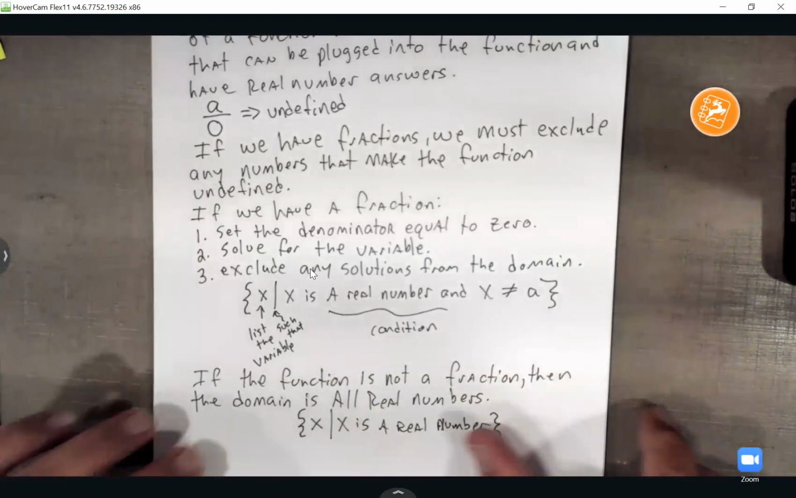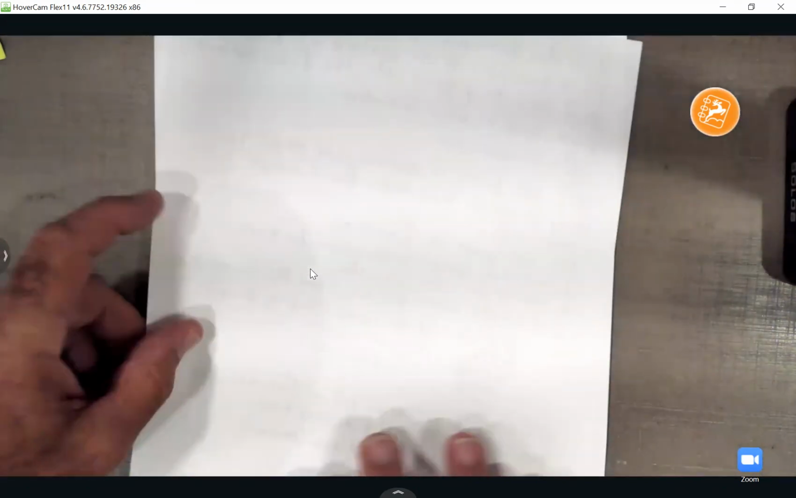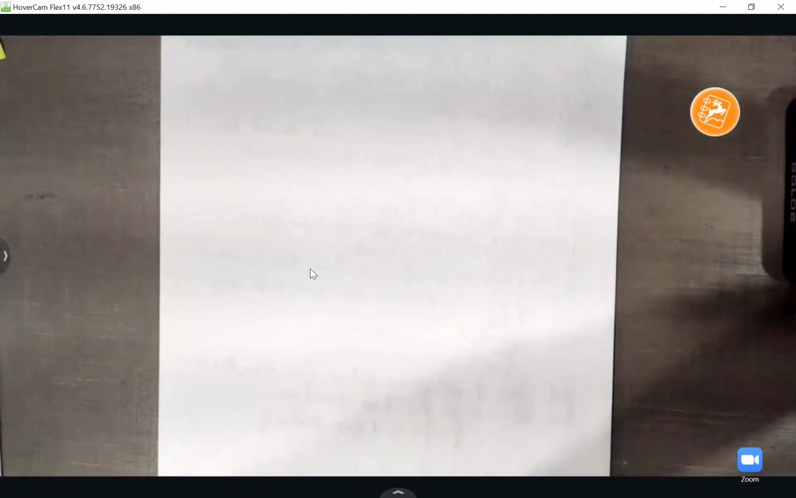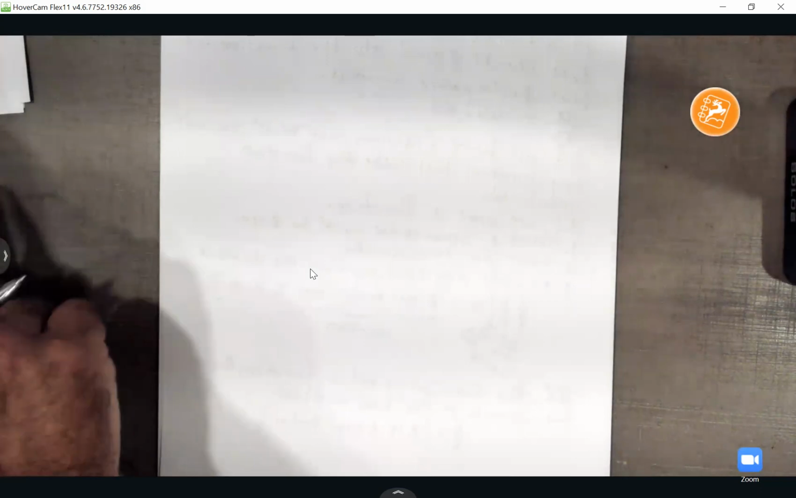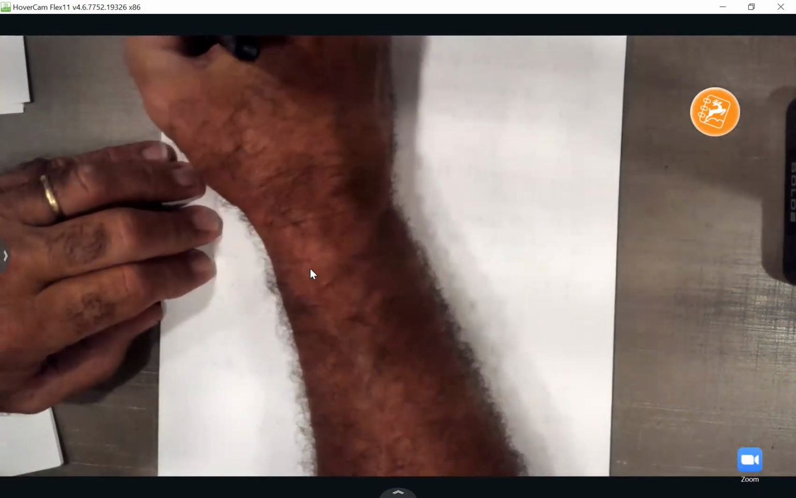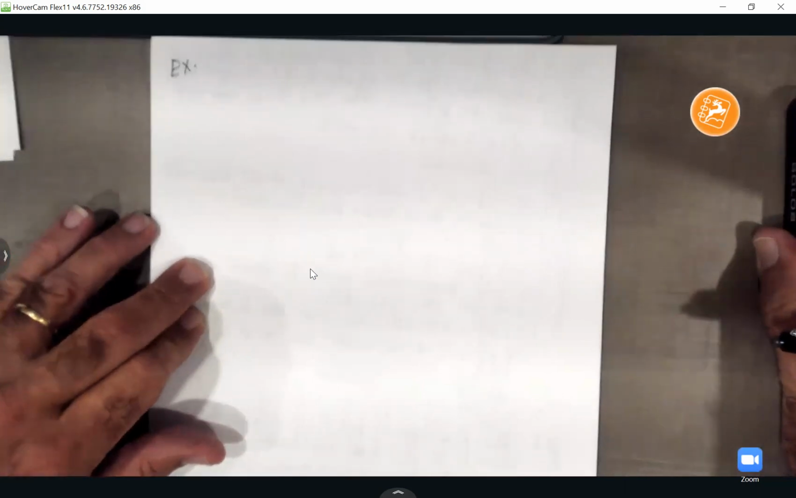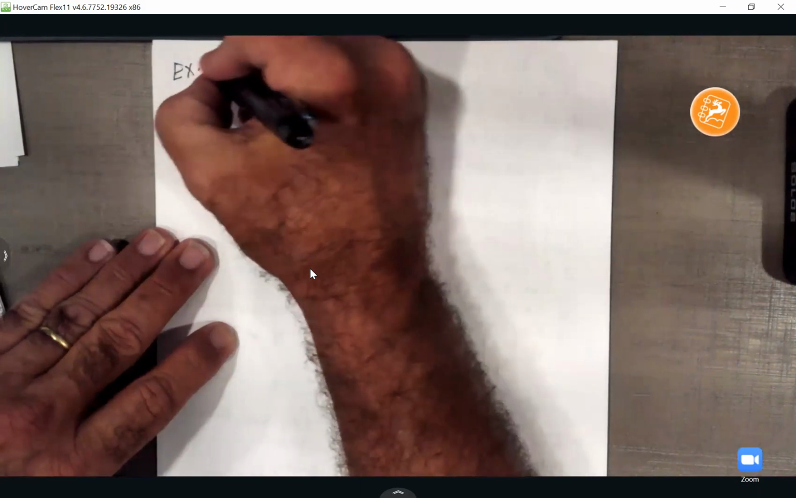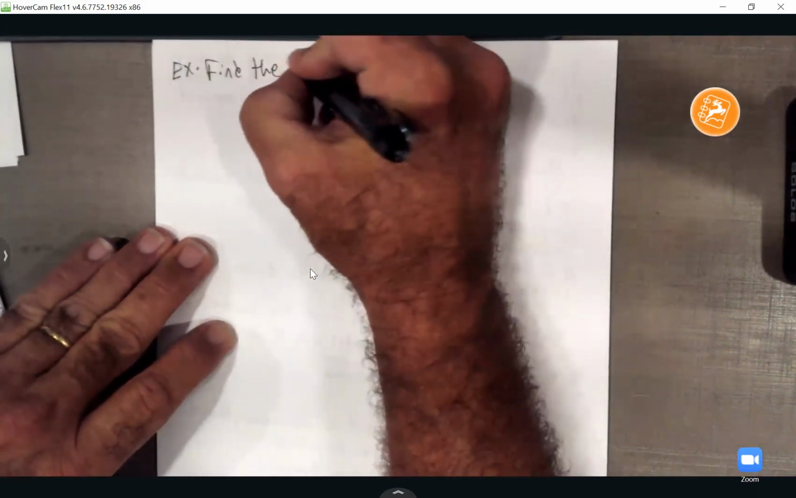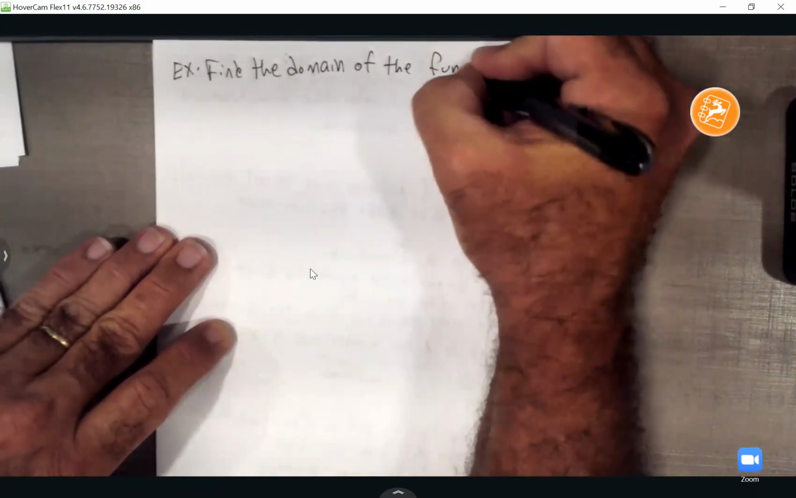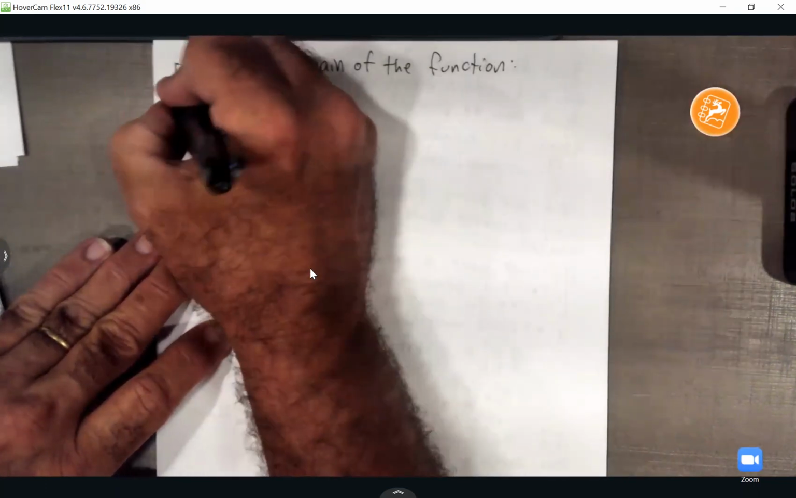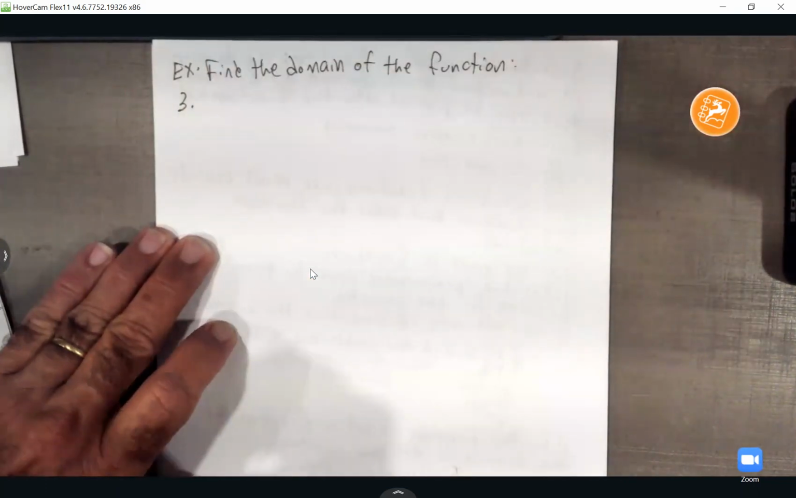Oops, all right. All right, y'all, so here we go. Let me get my problems. So on these examples, we're going to find the domain of the function. These will start with your number 3.